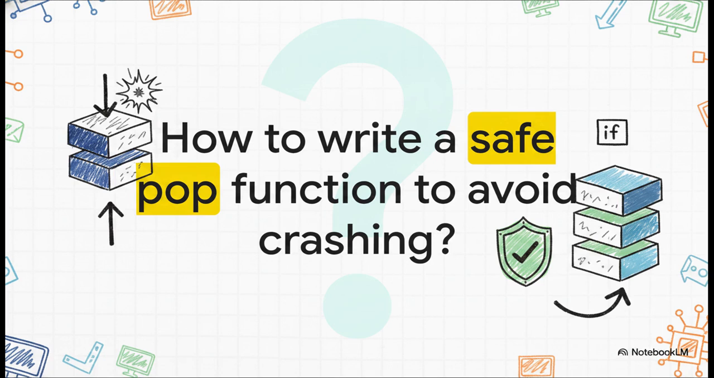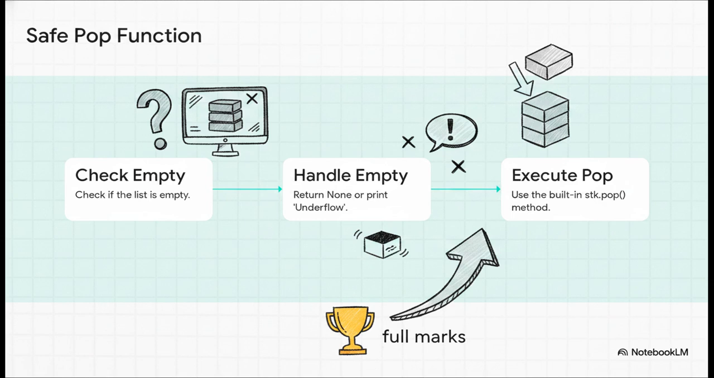How exactly do you write a safe pop function for a stack named STK in Python to avoid crashing your entire program? This is a brilliant illustration of how you secure full marks by anticipating the errors before they happen.